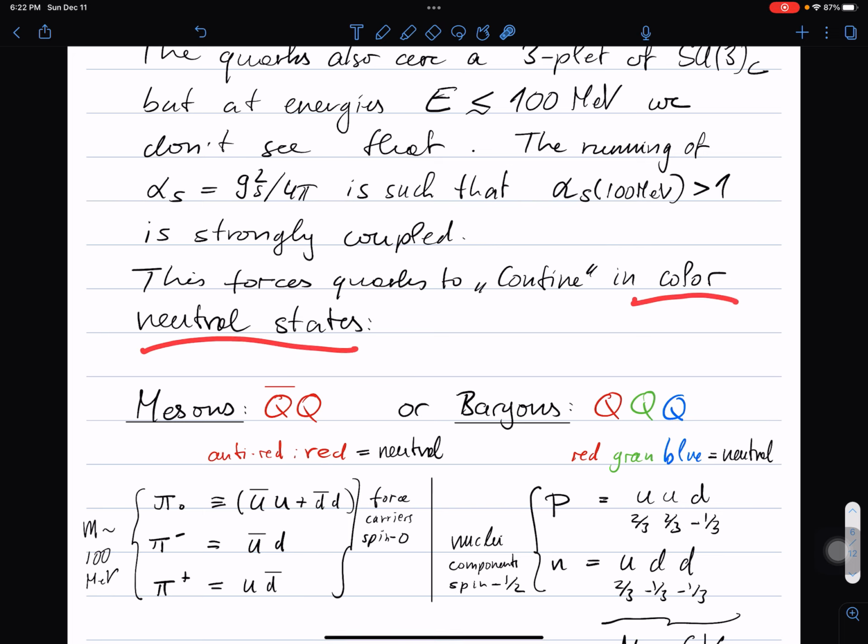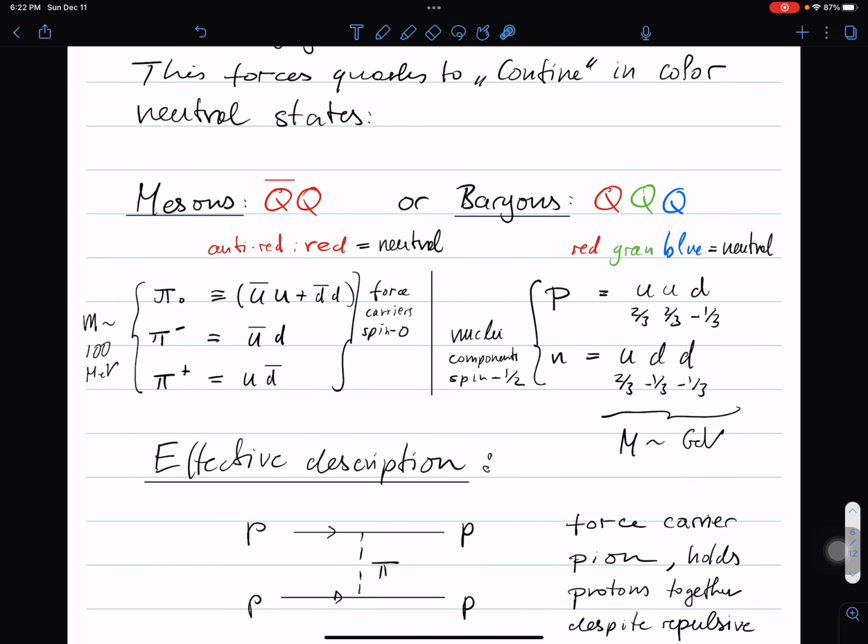in color neutral states. That could be, for example, a meson, where we have a Q Q-bar having, for example, an anti-red and red color that makes it a neutral object, or baryons, which means heavy particle in Greek. So we have 3 different quarks of the red, green, and blue type. This also makes the whole object color neutral. And as an example, the lightest particles in this situation are the U-bar U combination or the D-bar D combination. It gives us the neutral meson.